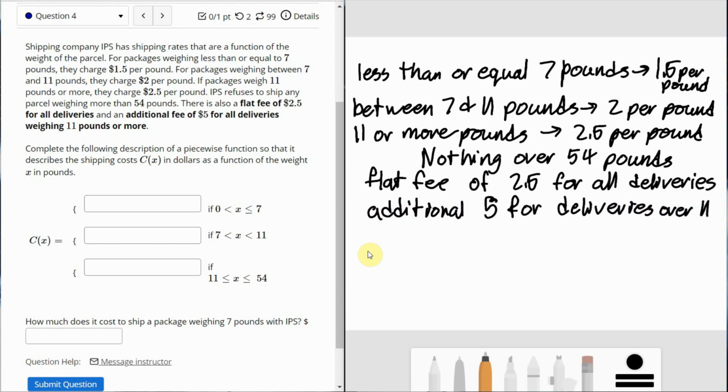The variables I see are C of X and X. C of X is the shipping cost. And X is the weight in pounds.